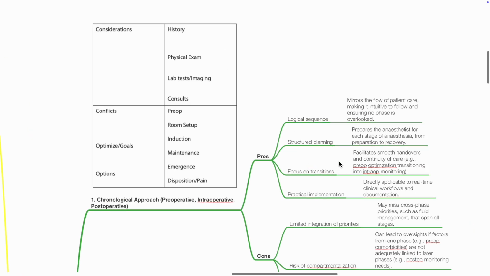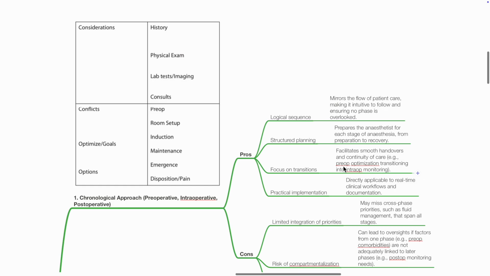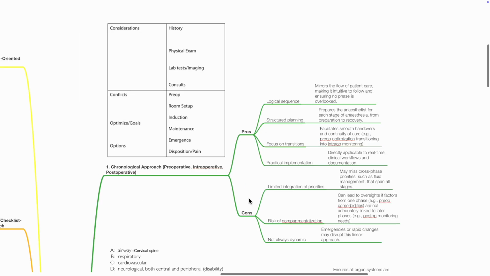Pros include a logical sequence that mirrors the flow of patient care, making it intuitive to follow and ensuring no phase is overlooked. It allows structured planning, preparing the anesthetist for each stage of anesthesia from preparation to recovery. It focuses on transitions, facilitating smooth handovers and continuity of care. For example, preoperative optimization transitioning into intraoperative monitoring, and practical implementation, directly applicable to real-time clinical workflows and documentation.